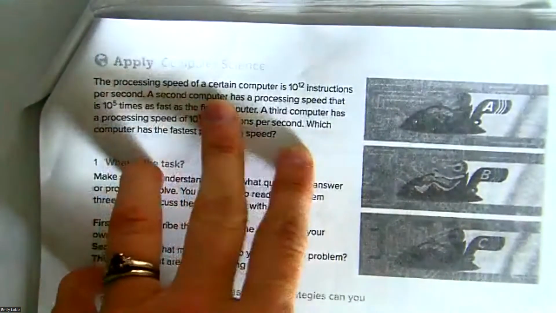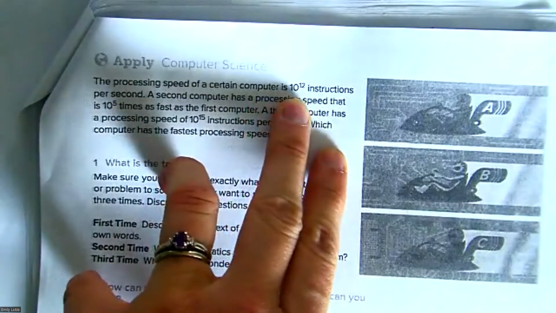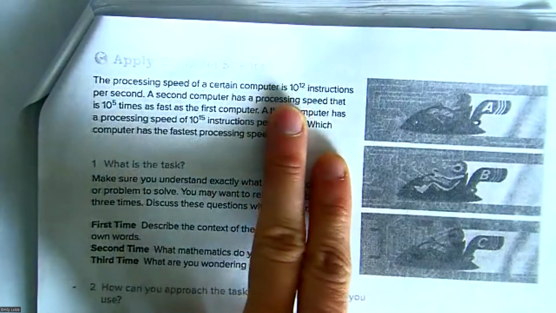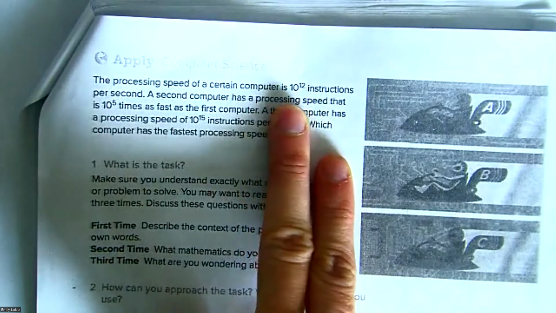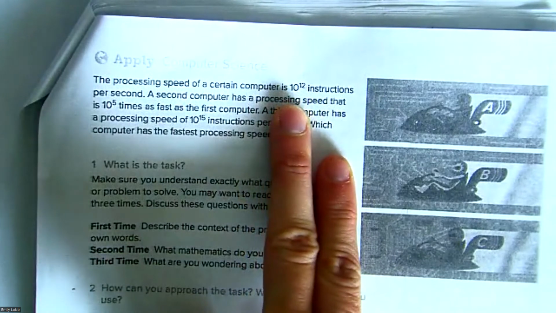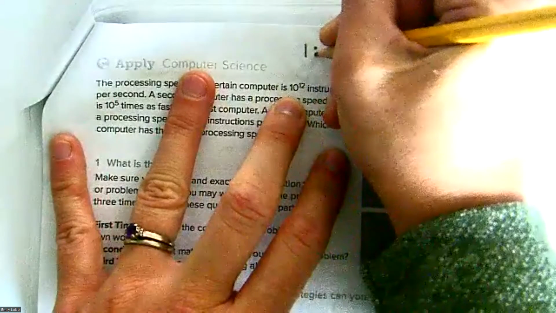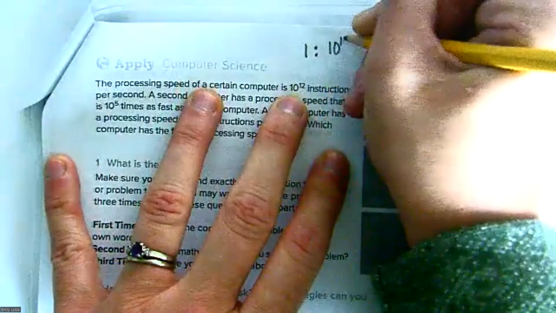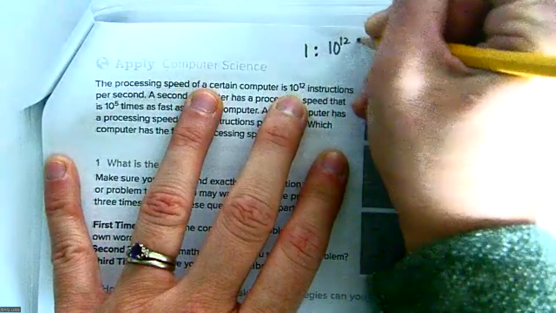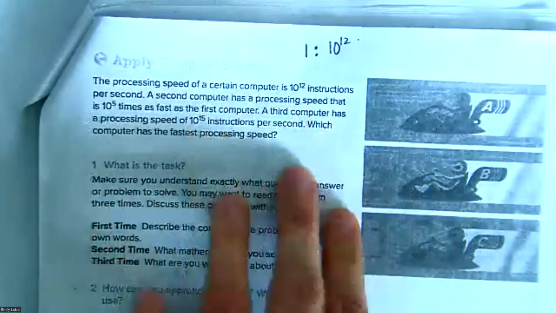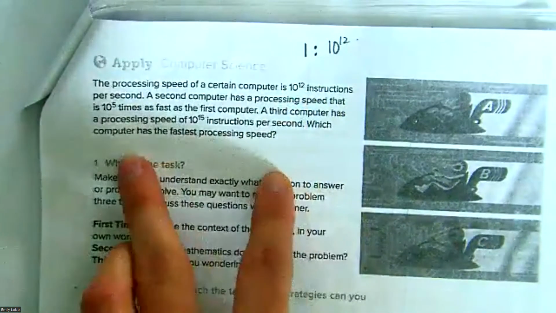The processing speed of a certain computer is 10 to the 12th instructions per second. Do we need to do anything to find out the speed of the first computer? No, they gave it to us. So computer number 1 is 10 to the 12th per second. They're all written in per second, I believe, so we don't have to worry about that.